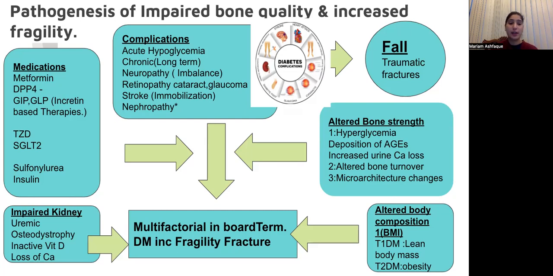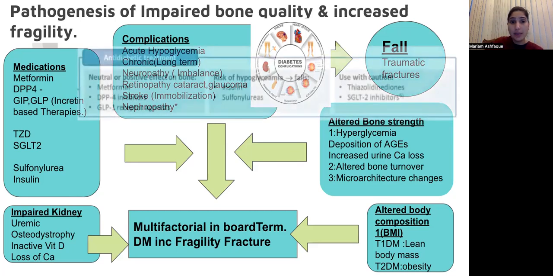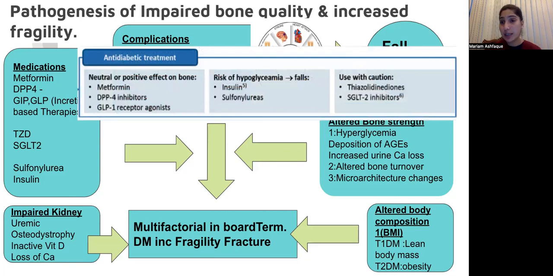The adverse effects of impaired kidneys include inactive vitamin D, loss of calcium, and uremic osteodystrophy. Medication is very important. There are whole classes of diabetic medications we use. I'm going to be superficial, just to give an idea of which ones have a positive effect on the bone and which have a negative effect, so we can make our choices about which medication to choose in the diabetic population who have an increased risk of fracture.